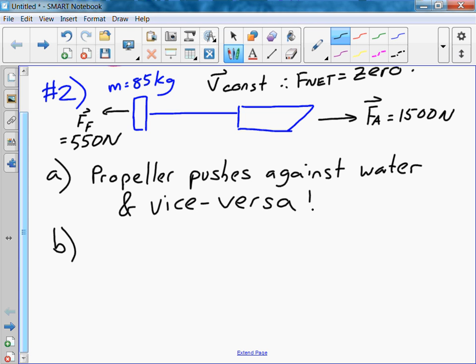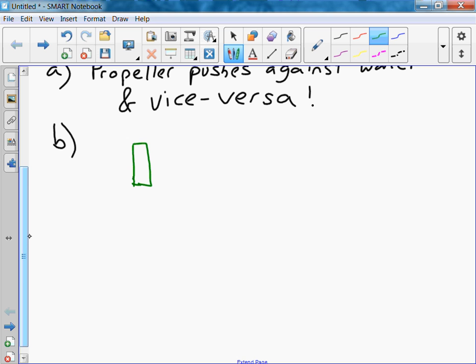Part B says draw free body diagrams for the skier and the boat. Individually, it's pretty straightforward. For the skier, we've got force of gravity and the normal force. We can calculate that, but I don't think we need to at this point because there's no acceleration in the vertical sense. So we're just going to leave it like that.